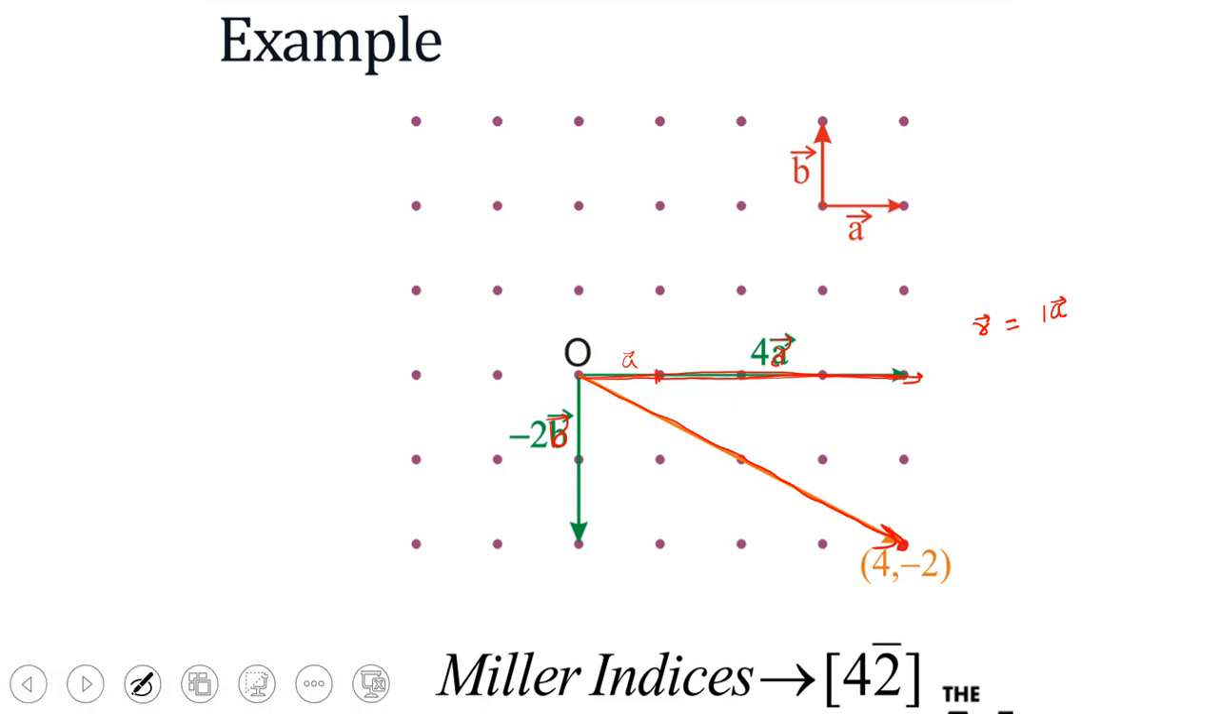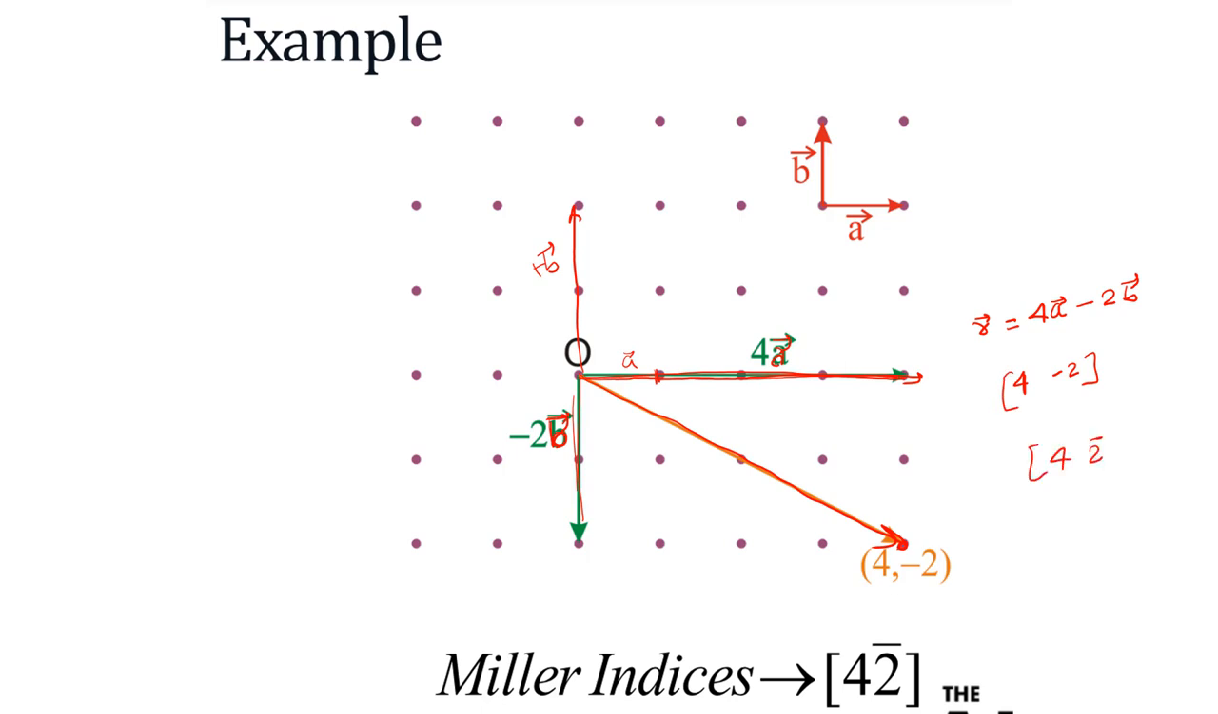So you will go 4 times of A, then minus 2 times of B, because B is in the negative direction here, and this is the positive direction. So we can write minus 2B. The Miller indices become 4, minus 2, which you can write as 4 2 bar. Negative signs are not kept while writing Miller indices, so we convert them into a bar.